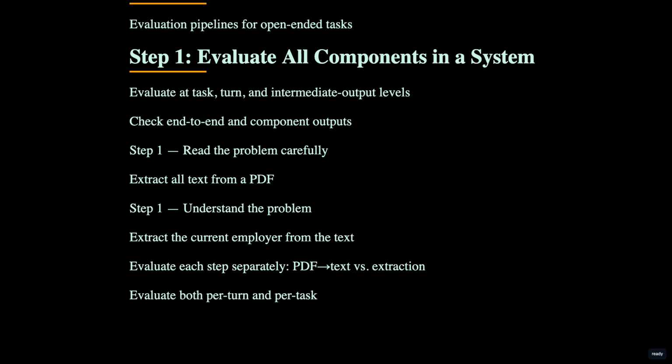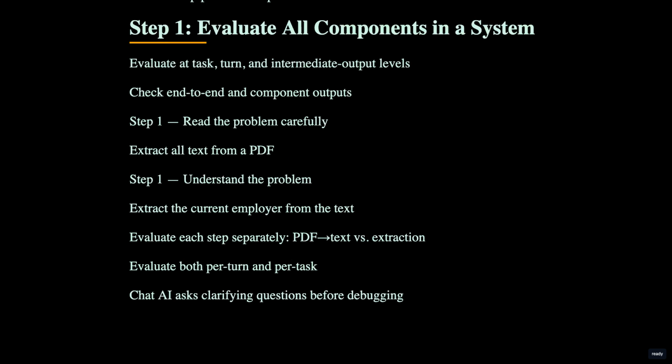Measure your system at two levels: per task, the whole user goal, and per turn, each exchange. Remember, a turn can include multiple internal steps or messages. If the system performs several steps to produce one response, treat that as a single turn when you evaluate.